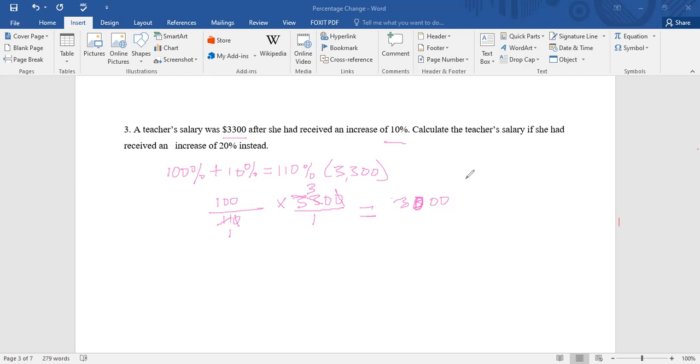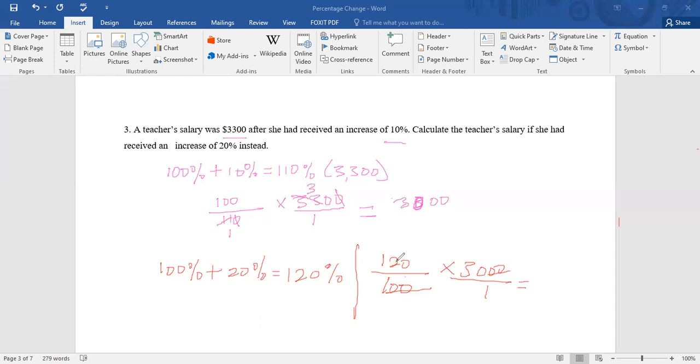But we want to know what her new salary will be if she had received a 20% increase instead. So we're going to add 20%. Our salary is 100%, and we're going to find what it will be with a 20% increase. So this will give us 120%. I'm going to put 120 over 100. Why are we putting it over 100 and not 100 over that? Because we're going to add on 20% to 3,000. So now I'm going to times it by 3,000. We can put that over 1.